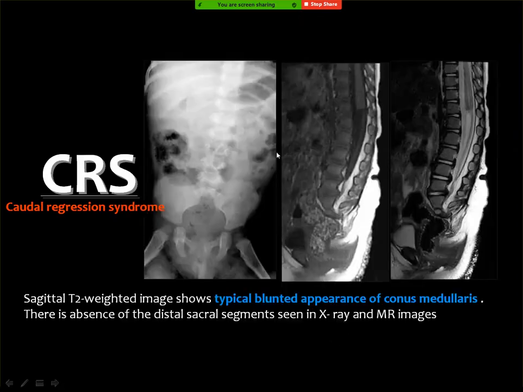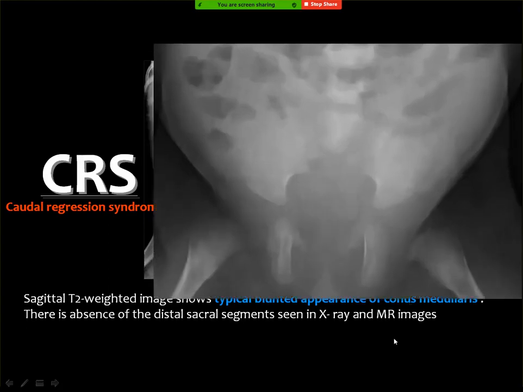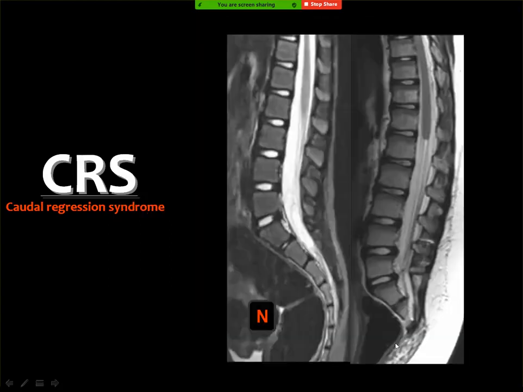Also, if you look in the MRI, you can see only one or two sacral segments, or even no sacral segments at all. In the MRI, you see the typical blunted appearance of the conus. And this is the normal appearance of the conus, and this is the blunted appearance of the conus in caudal regression syndrome with absence of the remaining segments of the sacrum, and you see only two segments here.